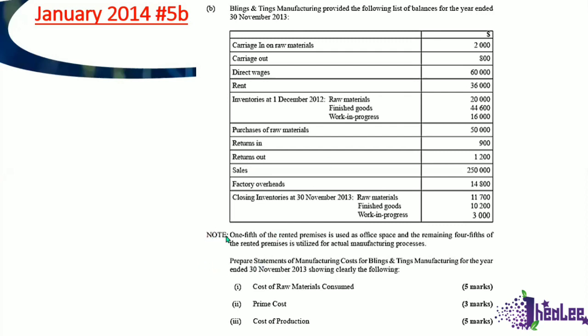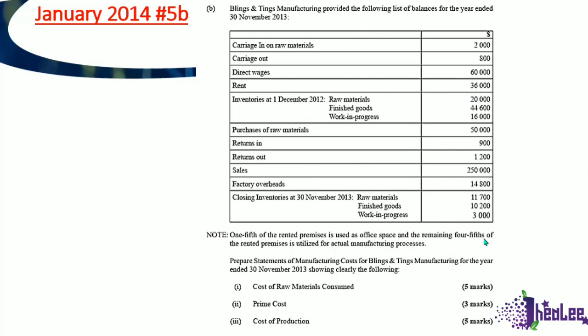And there is an additional note: 1/5 of the rented premises is used as office space. Once you see office space, remember that is administration expenses. And the remaining 4/5 of the rented premises is utilized for actual manufacturing processes. So basically the 4/5 is factory overhead. So in doing the manufacturing account, when we get to that stage, we'll be apportioning the amount for the factory overhead, the amount for rent for the factory overhead. So we'll have to do that calculation.